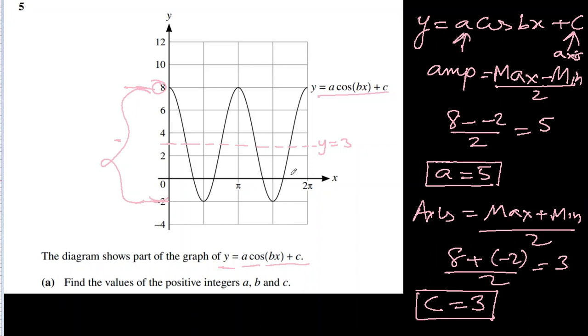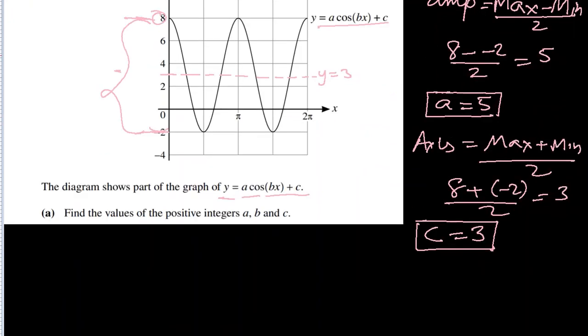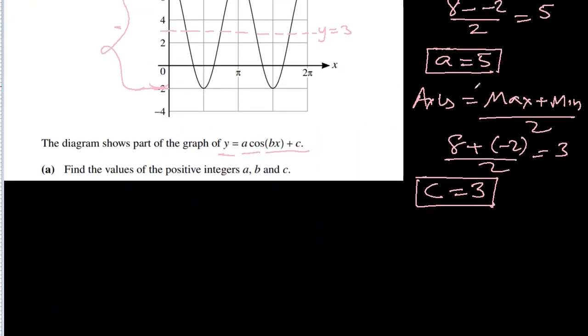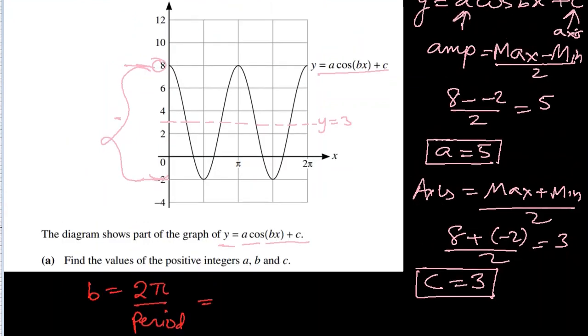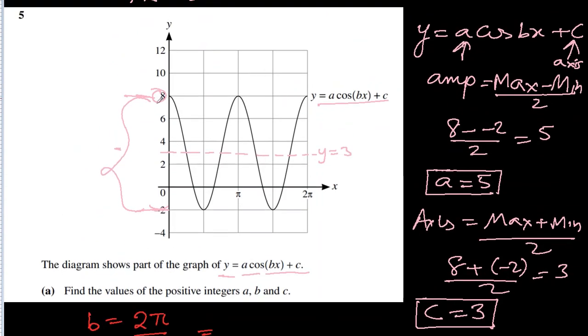Finally, they're asking what is b also. So b decides the period. The coefficient of x and period have this relationship. This is in pi, meaning radians. So b will be 2 pi divided by period. Okay, so the period of a normal cos graph is 2 pi, but this is not 2 pi. How do we find the period from this graph? Just compare the two maxima or minima.